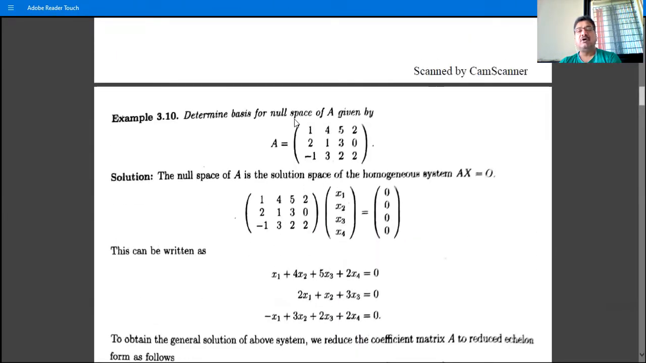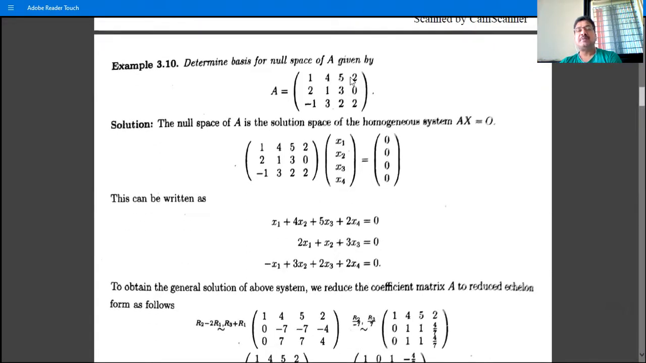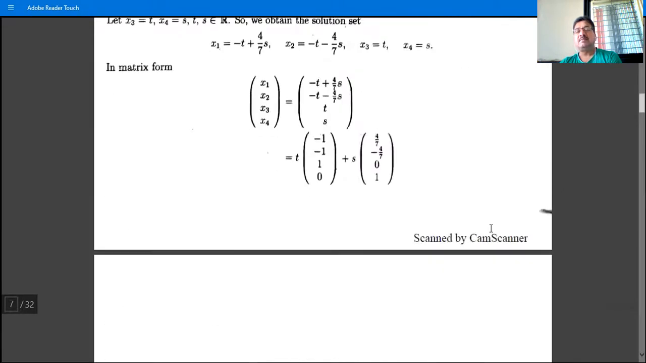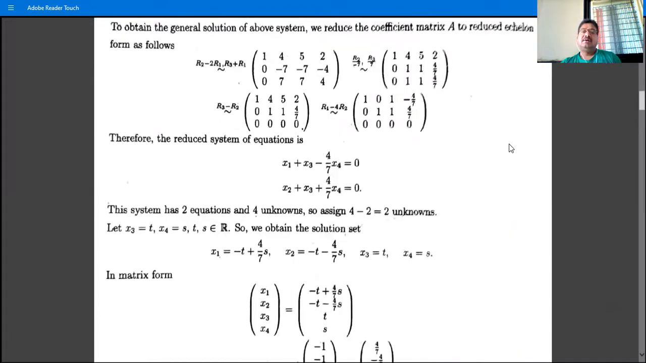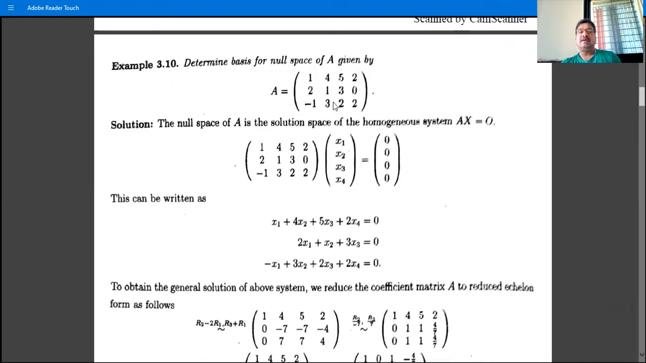So what is the nullity of A? Suppose the question is to determine the nullity of A. The nullity of A is the dimension of the null space of A. In order to find it, we have to find the basis for the null space of A, then write the dimension of the null space of A, and then we say the nullity of A is 2. So in order to find the nullity of the matrix, we have to find the basis for the null space of A.